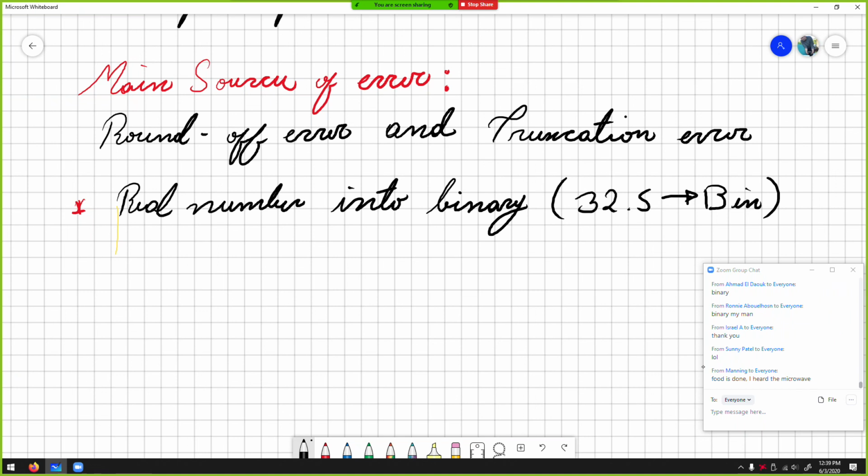Food is done. I hear the microwave. Yeah, somebody heard the microwave.